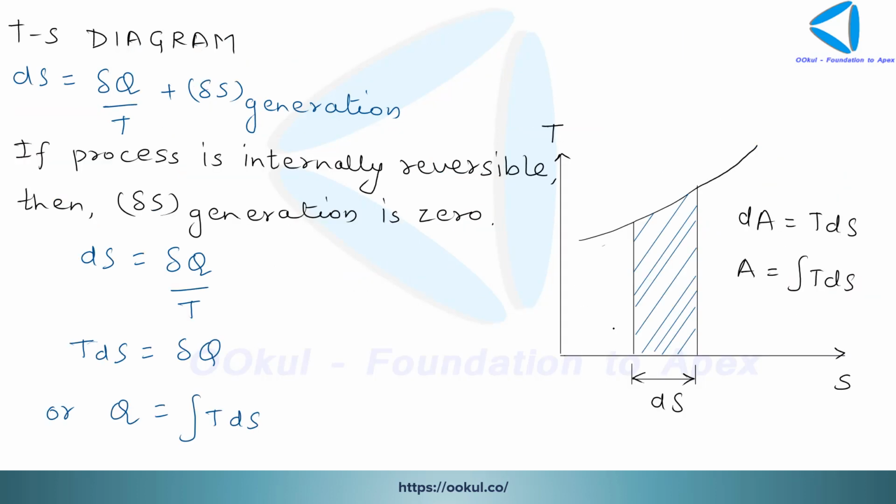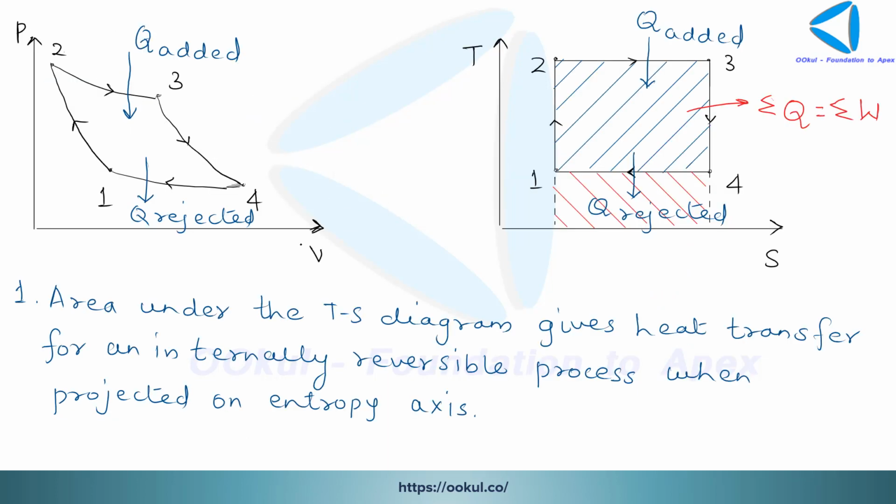Now we see the TS diagram. Only one equation is used, that is ds equal to del q by T plus delta S generation. Simplifying it, if the process is internally reversible, that means delta S generation is 0, so we are left with ds equal to del q by T, or taking T to this side, we get T ds equal to del q, or integrating it, we get q equal to the integral of T ds. That means for an internally reversible process, we have written it here.